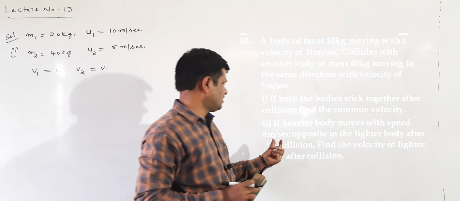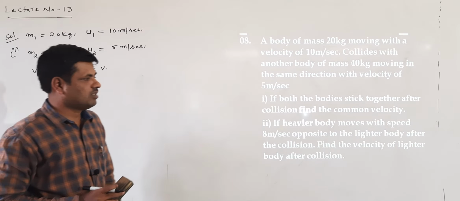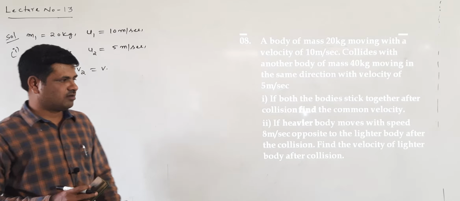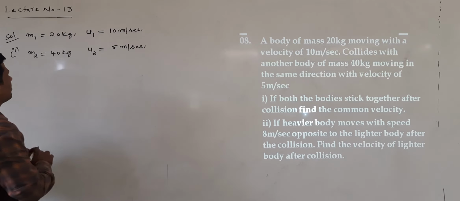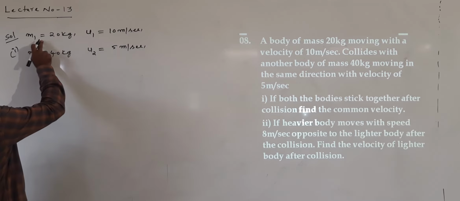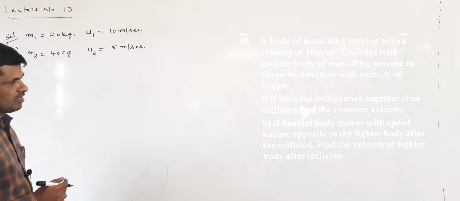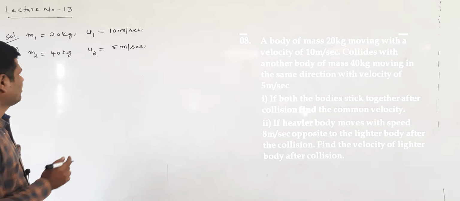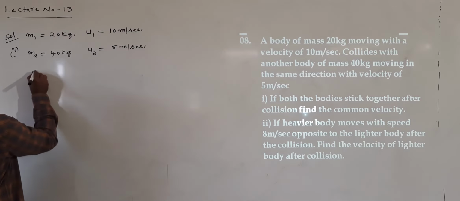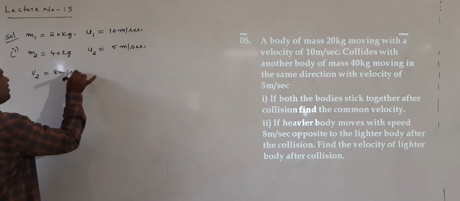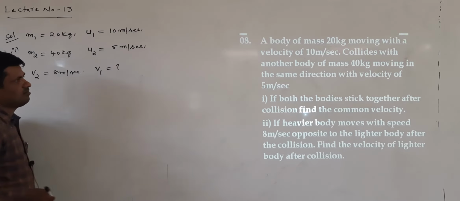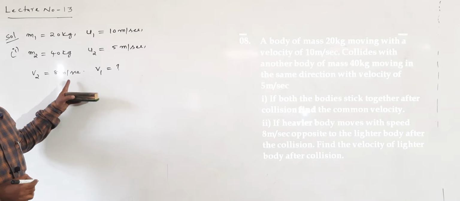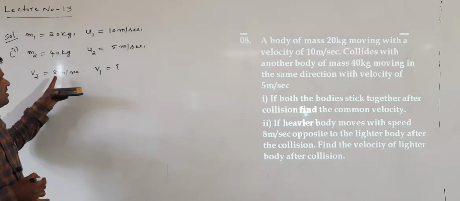If the heavier body moves with speed 8 meter per second opposite to the lighter body after the collision, find the velocity of the lighter body after the collision. Here after the collision, m2 body is the heavier body, m1 body is the lighter body. The heavier body's final velocity is given as 8 meter per second. The lighter body velocity is asked, means v1 is asked. v2 is given.